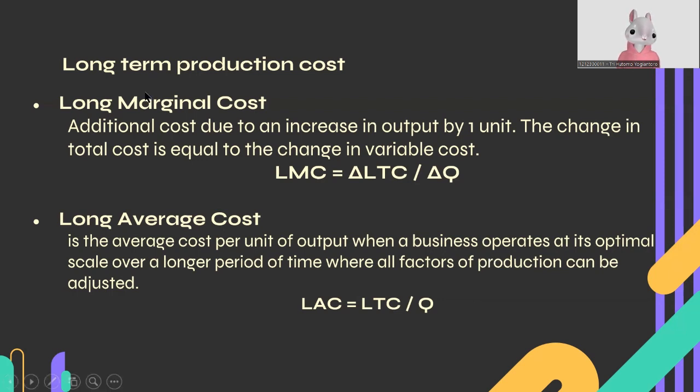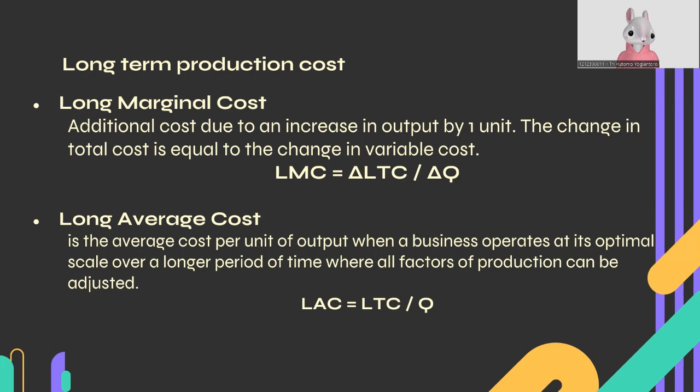And in the long-term production cost, there are two ways of calculating. First is long-run marginal cost, the additional cost due to an increase in output by 1 unit. The change in total cost is equal to the change in variable cost. The formula is LMC, long marginal cost, equals delta LTC divided by delta Q.